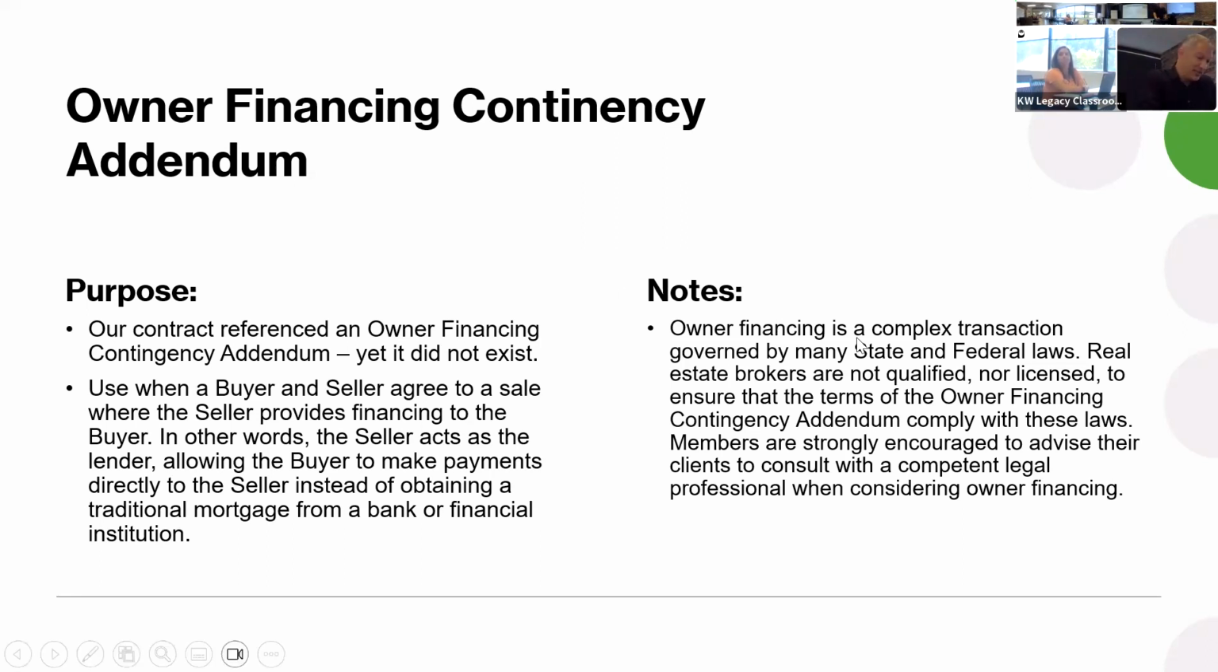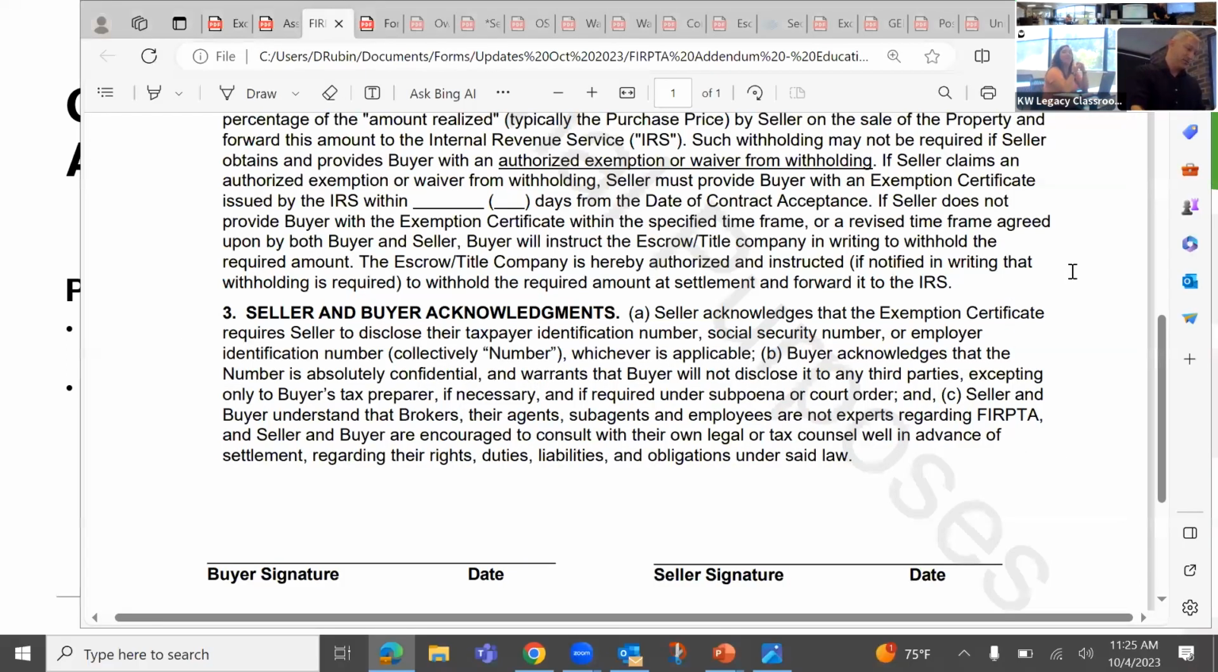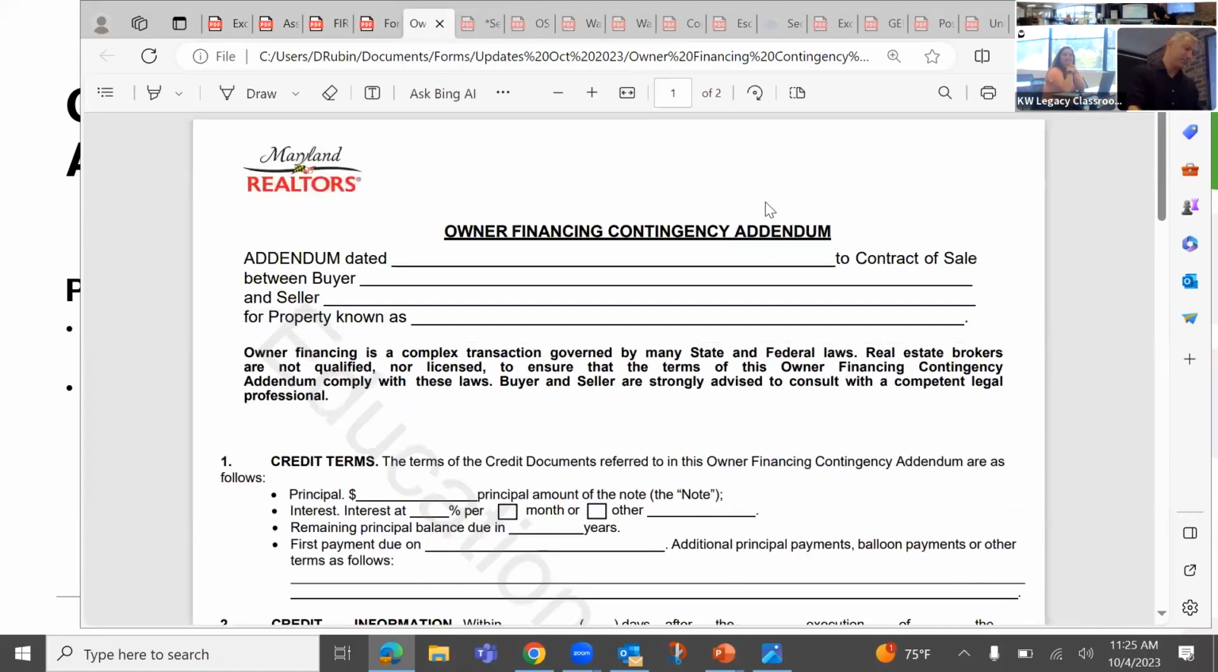Note, this is a complex transaction governed by many state and federal laws. Real estate brokers are not qualified nor licensed to make sure that we're in compliance with these laws. Members are encouraged to advise their clients to consult with a competent legal professional. Who is the competent legal professional? Not me. It's very likely the same sort of attorney that you would go to for a commercial deal, because you're literally drafting loan documents here.